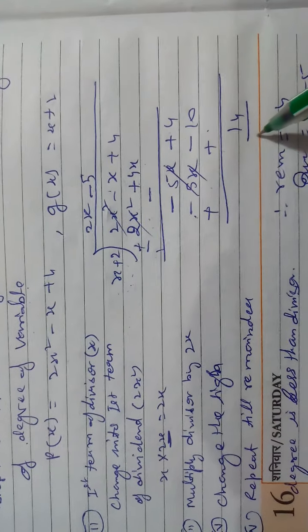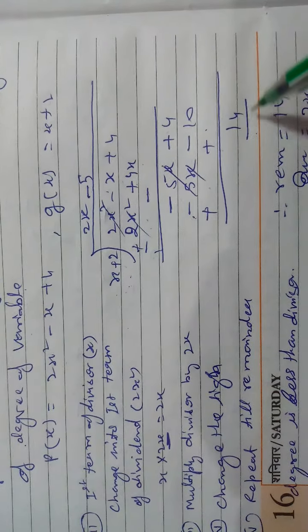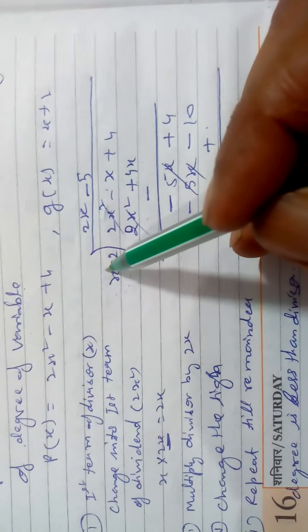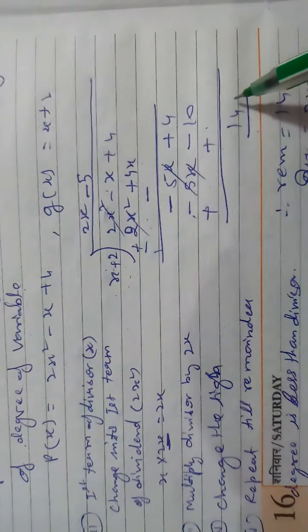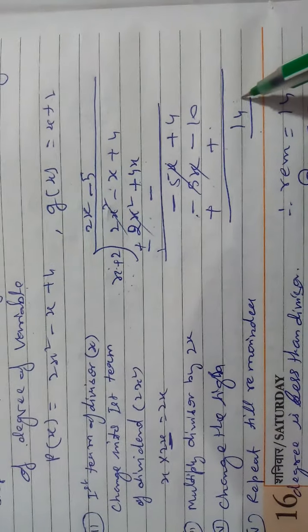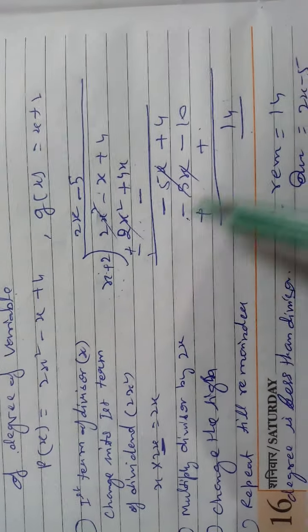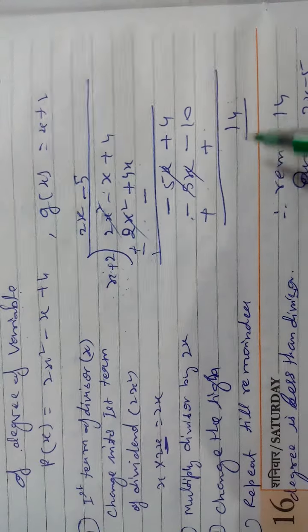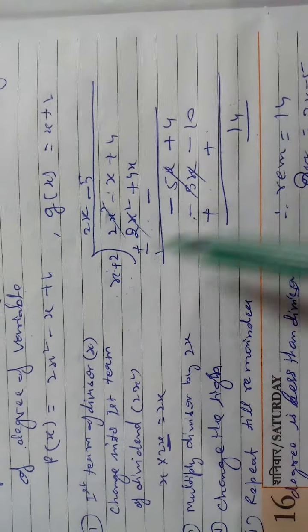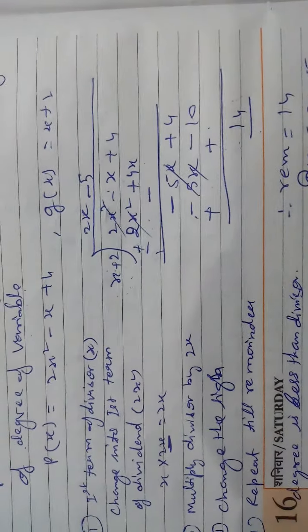Till the last one, when the degree of the remainder is less than the degree of the divisor, you stop. Here it is x degree 1 and here it is x degree 0. It is a constant polynomial. So now you stop at this place. When x is present in both and the degrees are equal, then it will go one more time.